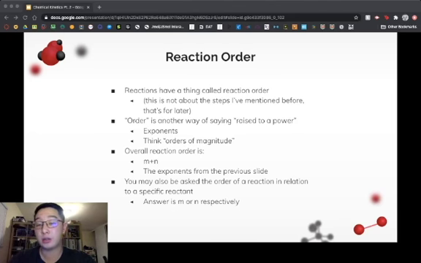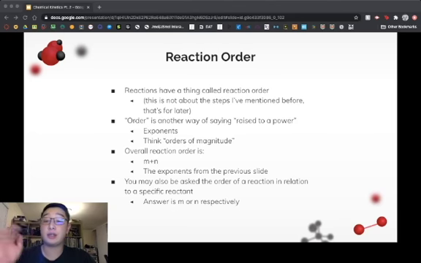The overall reaction order is m plus n. So for the example we had previously with ammonium and nitrite, the overall reaction order is 2 because m is 1 and n is 1. You may also be asked to find the order of a reaction in relation to a specific reactant. In that case, the answer is just m or n respectively. So basically, if I were to ask you what is the reaction order in relation to ammonium, the answer would be 1, which is the m value.